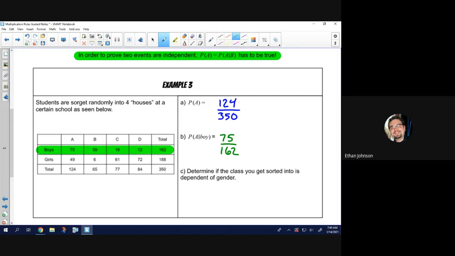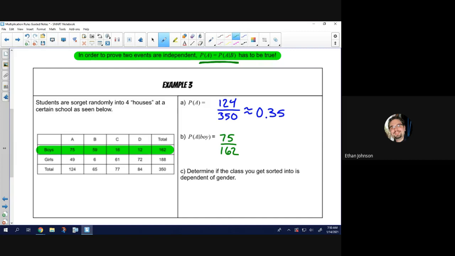And then C, determine if the class you get sorted into is dependent on gender. Once again, it comes up with this. Those two probabilities have to be the same. Now, it's real hard to compare fractions with different denominators, with different bottom numbers. So I am going to convert them into a decimal or approximate them. So if I type that in the calculator, we get roughly 0.35. Meaning there's roughly a 35% chance that you'd be sorted into house A.